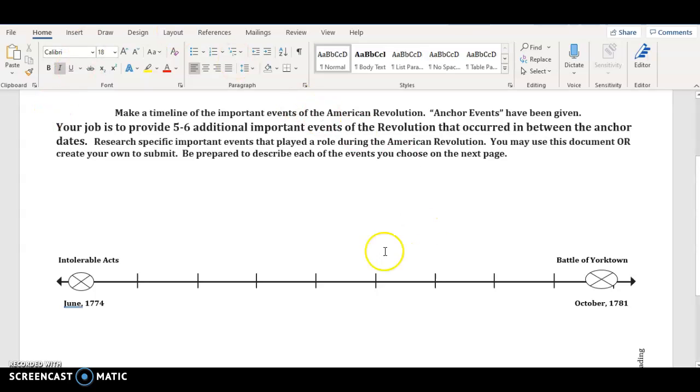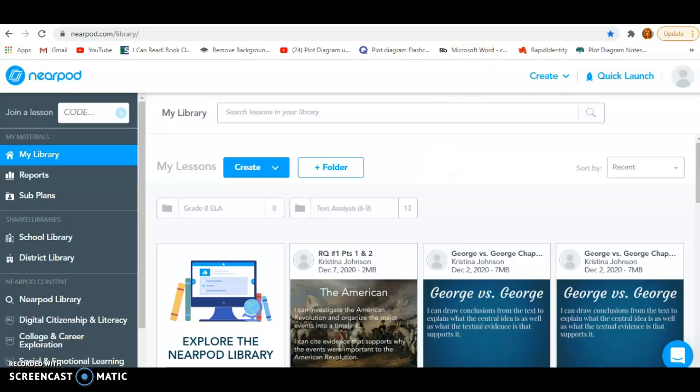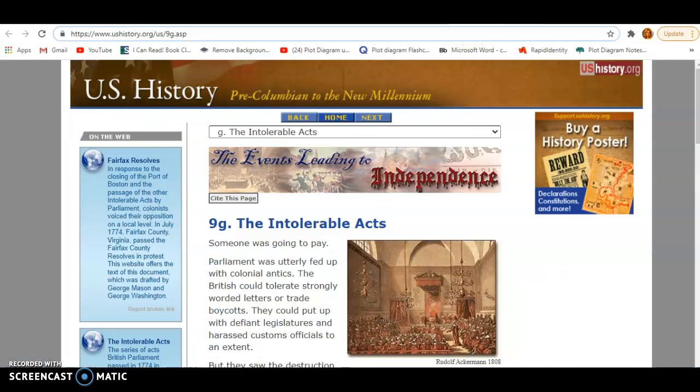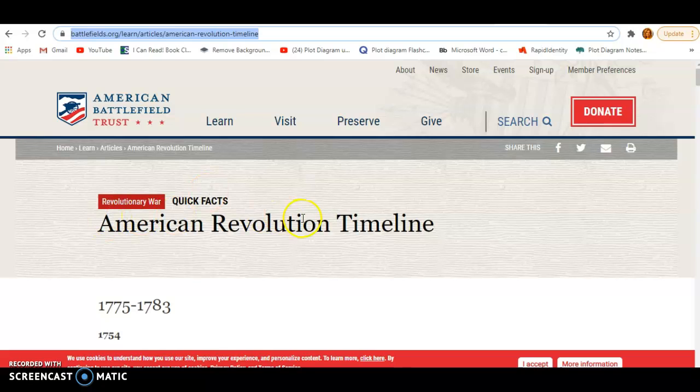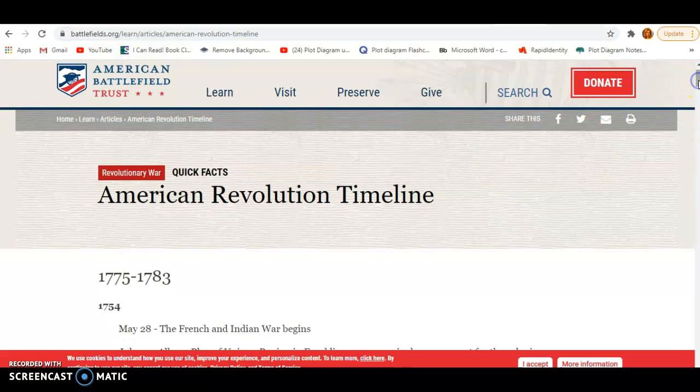And I have provided some websites for you to use. You are welcome to find your own, but I wanted to show you a few. One that I wanted to show you is this American Revolution timeline by the American Battlefield Trust. That is the creator of this website, and this is the title of it. The website is battlefields.org and then all this other stuff. You will need that in just a few minutes.